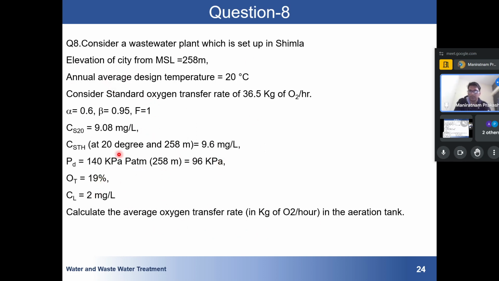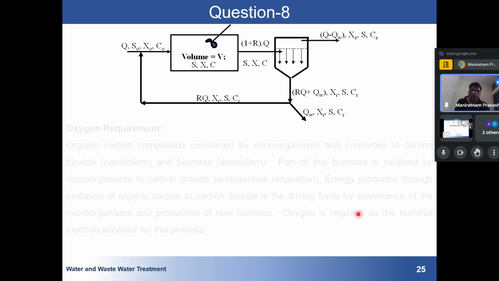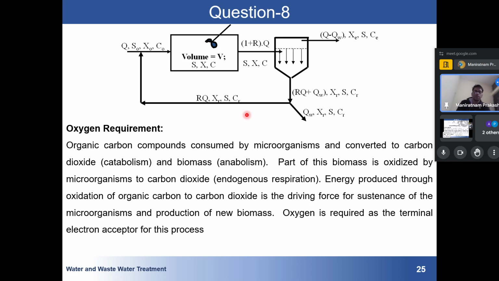Remember this data. There are many things. If you have gone through the lectures, you must have got what those data are. If you have not gone through the lectures, just wait, I will explain what all these terms are. The question is to calculate the average oxygen transfer rate in the aeration tank. Already I have discussed this: the first question is why there is a need for oxygen. I will read out this statement and then explain it.